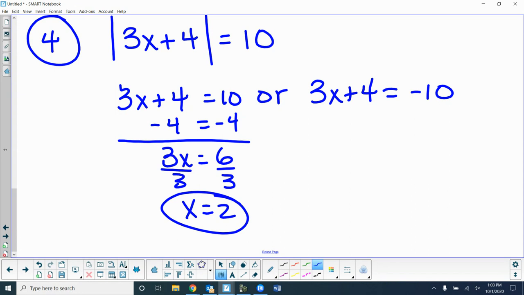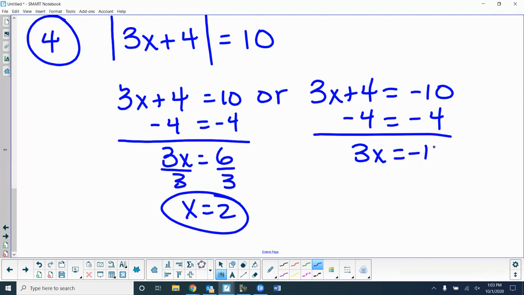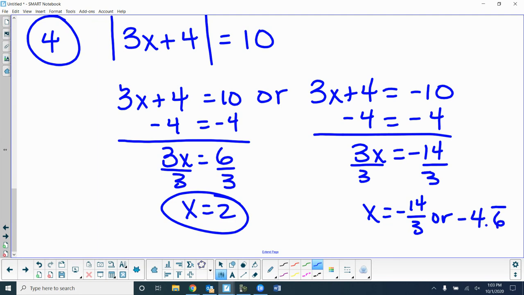So one answer is 2. And the other answer is negative 14/3. The decimal is negative 4.6 repeating. Okay?